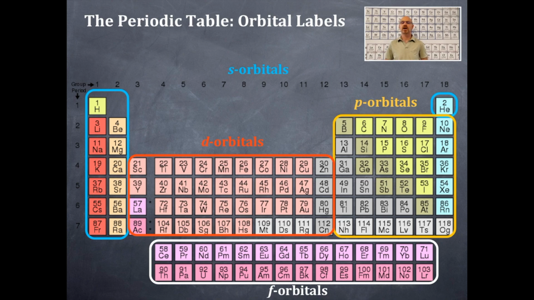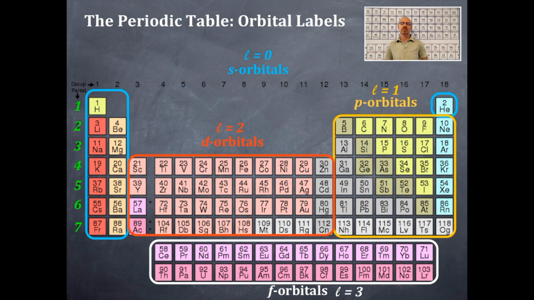Now we're going to do a few other labels for these. The S-type orbitals have an L of 0. P-type orbitals have an L of 1. D-type orbitals have an L of 2. And F-type orbitals have an L of 3. So it's 0, 1, 2, 3, S, P, D, F, in that order.